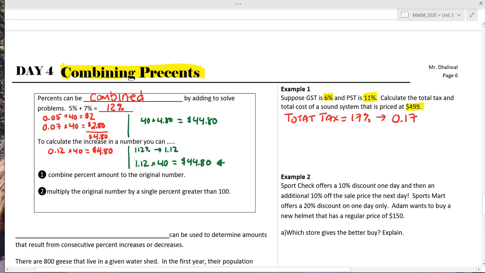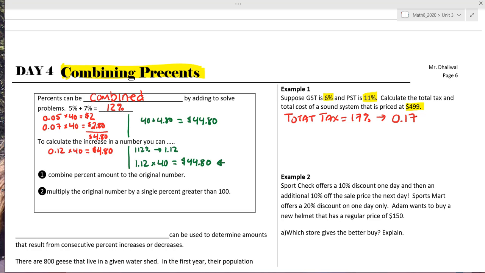Now, you could do this as walking around. Some people were doing the two taxes separately, and that's completely fine. So you could do this question as a 6% tax and 11% tax. And the answer should be the same at the end. All right, but I'm going to show you combining percents because that's the point of this lesson.